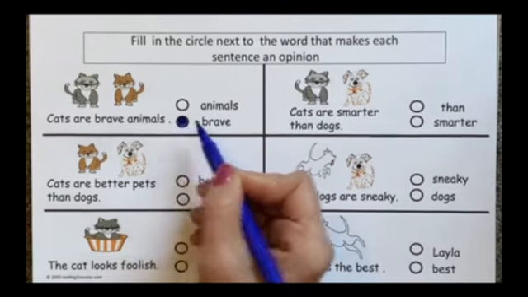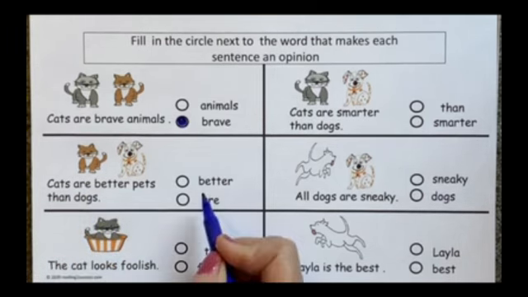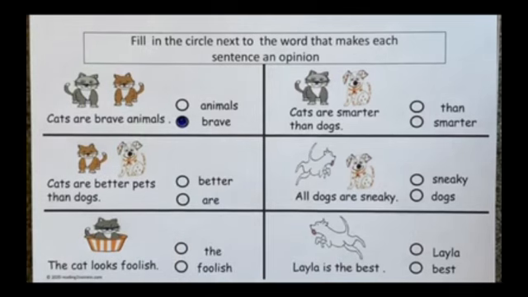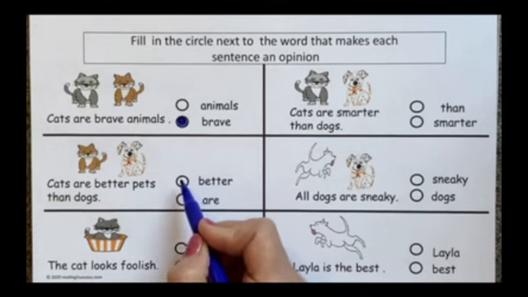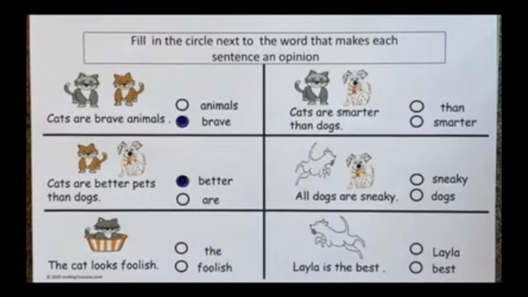Let's see which one in our next sentence is an opinion adjective. Cats are better pets than dogs. Better, because people might not think cats are better pets. A lot of people have dogs and they think that dogs are better pets. So better is our opinion adjective. Let's go down here.